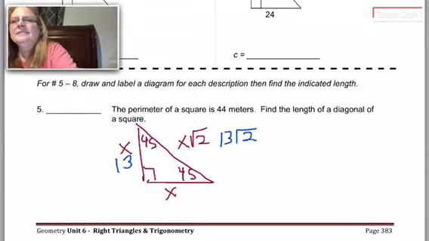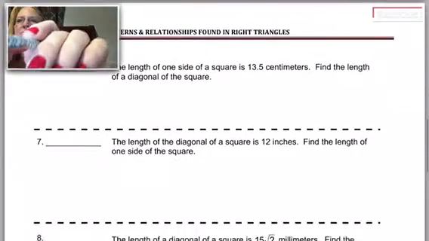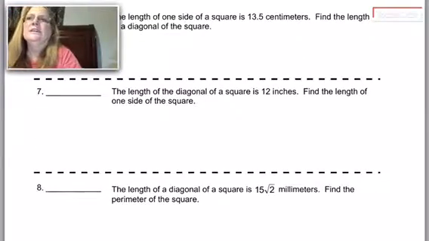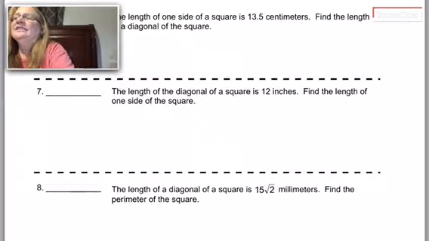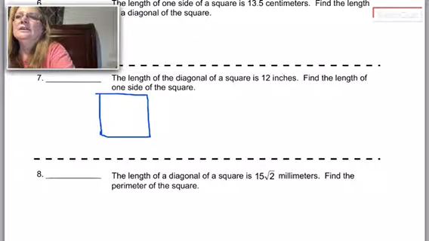Okay, let's scroll down. I'm going to leave you 6. Let's go to 7. The length of the diagonal of a square is 12 inches. Find the length of the side of the square. Okay, this has the same pattern, but this one's a little more tricky. Okay, we have a square. This time we have the diagonal is 12.